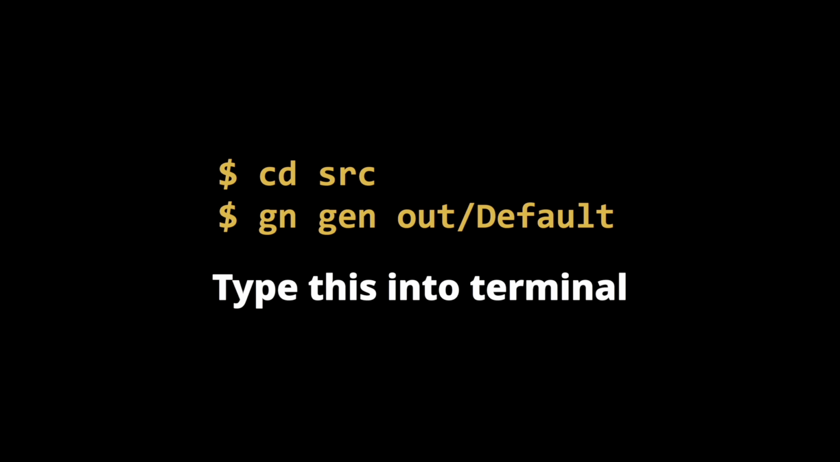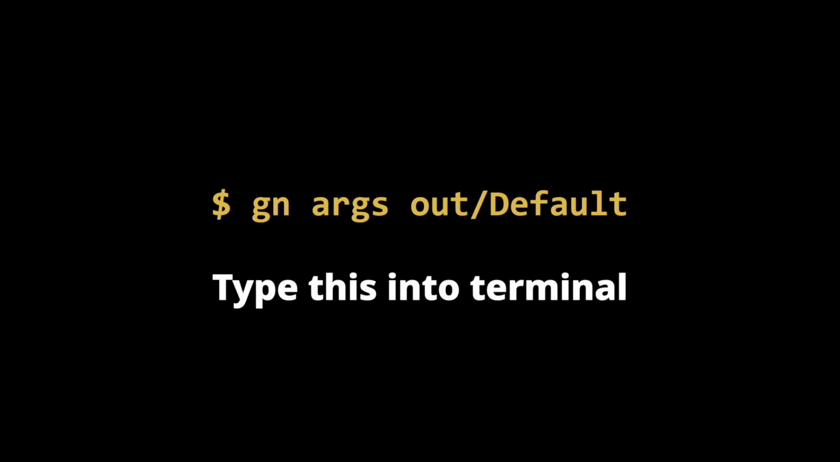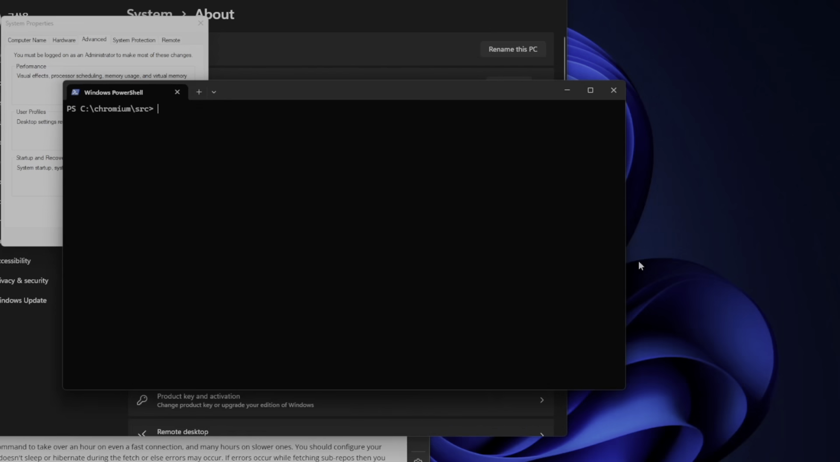Okay, when fetching completes, we can start setting up the project for building. Change your directory to src and type gn gen out/Default. This command means that a project file will be created under the out/Default directory. When it's done, type this command: gn args out/Default. This command means that you're going to edit project arguments for the project under the out/Default directory.